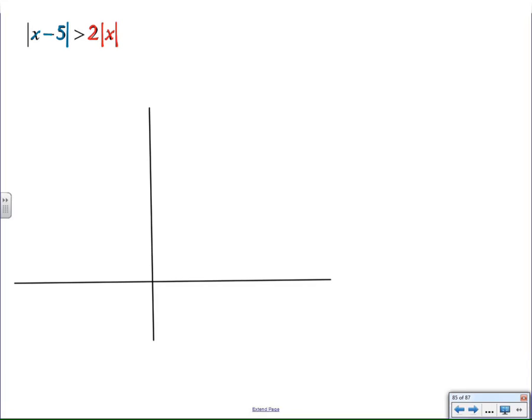So here we observe that y equals 2 times the absolute value of x is going to produce an absolute value graph where the slope is 2, so over 1, up 2, and negative 2. So y equals 2x this way, and y equals negative 2x that way. On the other side, we have y equals the absolute value of x minus 5. That's going to have slopes of plus or minus 1, shifted to the right 5.